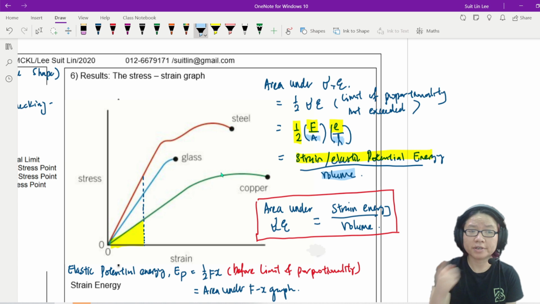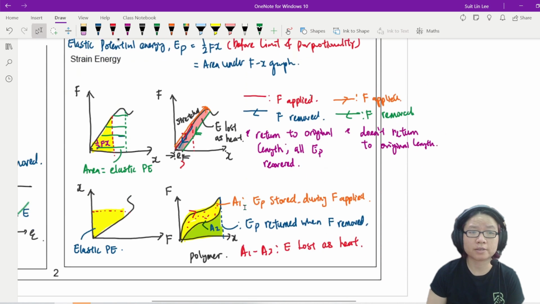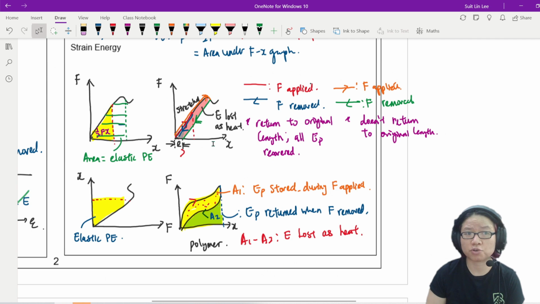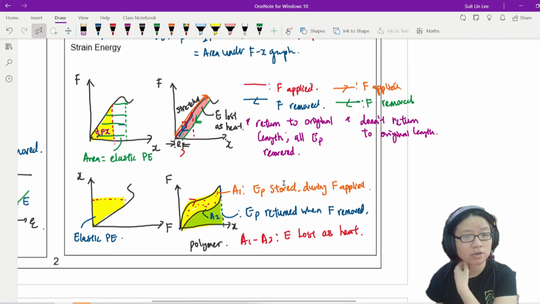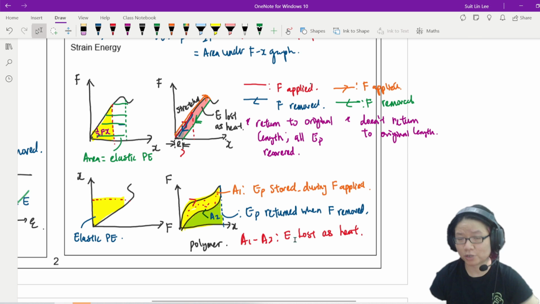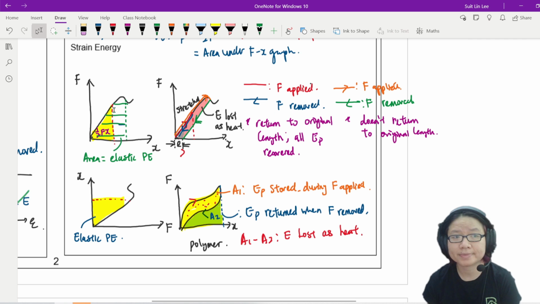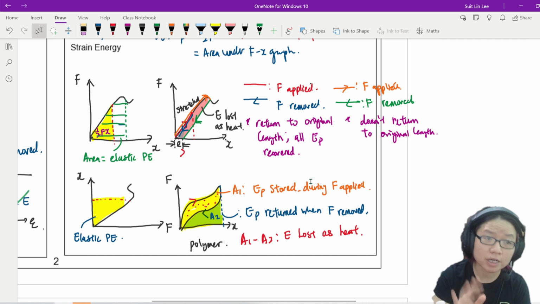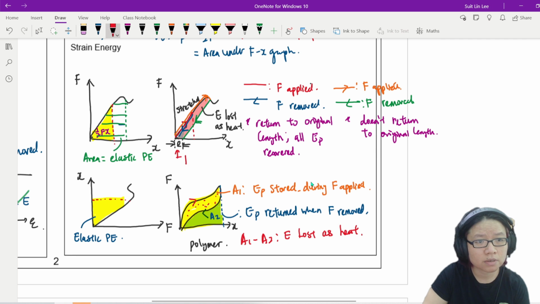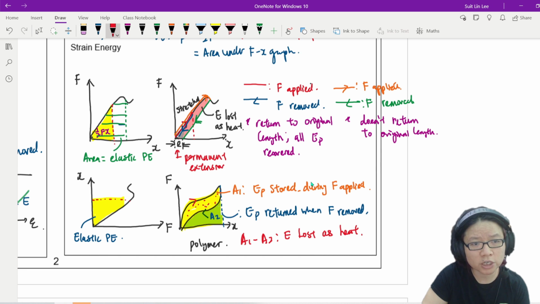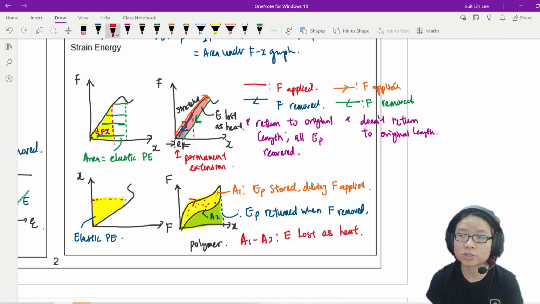All right, so all the interpretation previously still holds. So if let's say this is the Fx graph, the area under the graph still holds, and the interpretation is still the same. The only difference is all this energy becomes energy per unit volume. The whole return to original length and loss of energy as heat is all the same per unit volume. And for the x-axis, it will be per unit length. Okay, let me label the final one. This is permanent extension.